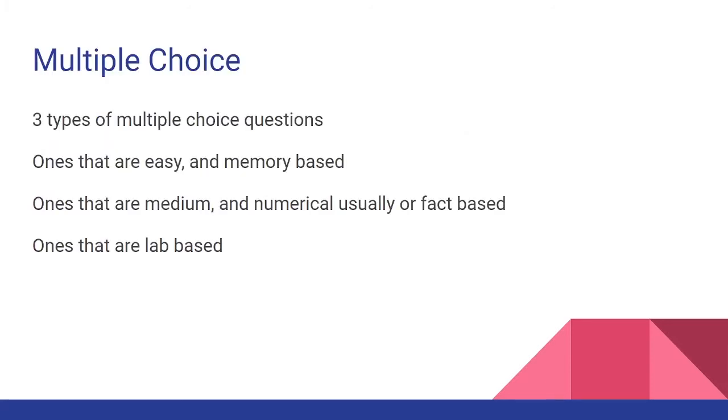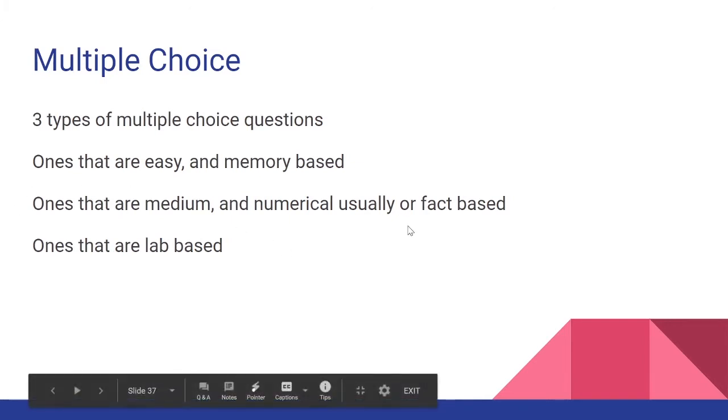So there are 3 types of multiple choice questions: ones that are easy and memory based, ones that are medium and numerical, usually fact based, and ones that are lab based. So you're going to have part A, part B, part C. Okay, and I'll show you how those questions look. I believe part B is one of the biggest parts because they're just very medium level questions.